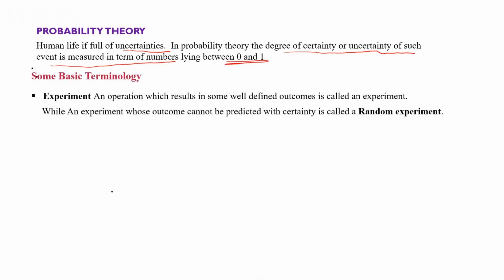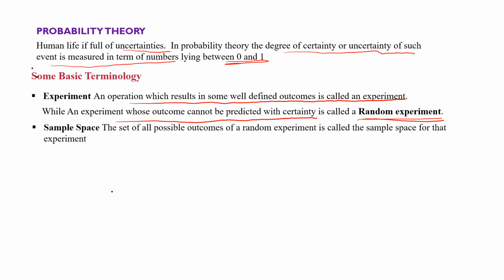First, you have to know what an experiment is. An operation which results in some well-defined outcome is called an experiment, while an experiment whose outcome cannot be predicted with certainty is called a random experiment. In probability theory we use random experiments. Sample space: the set of all possible outcomes of a random experiment is called the sample space for that experiment. Those outcomes which come from the random experiment are called the sample space.